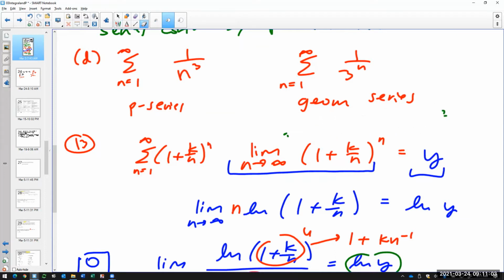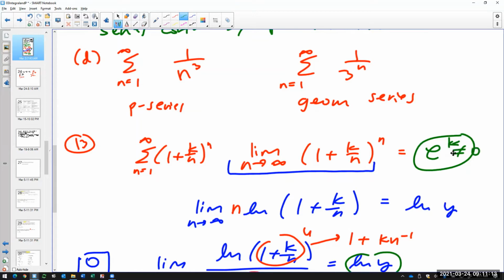And so, I haven't even finished the problem. Since this is equal to e raised to the k, is this a number? This is not equal to 0. So therefore, this series diverges by the nth term test for divergence. Okay, that was fun.